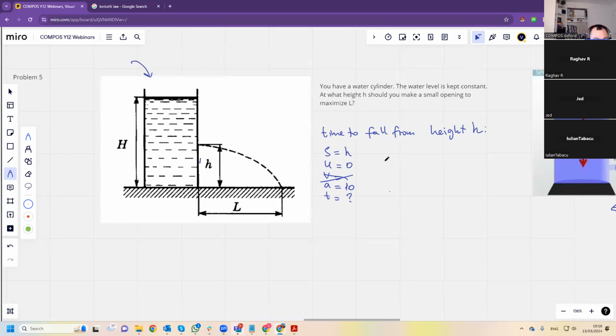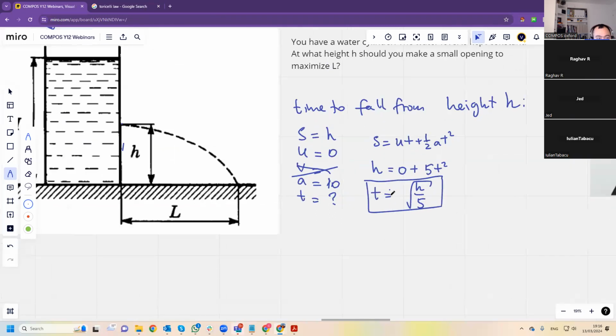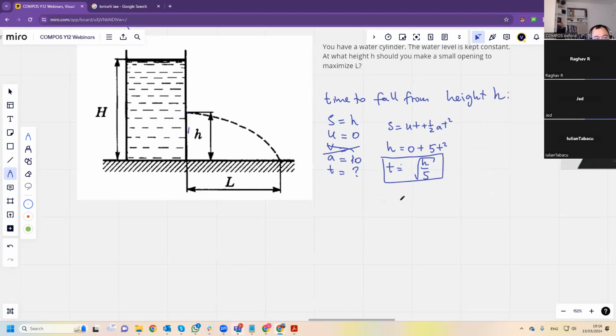So of course we use suvat. We use s equals ut plus 1/2 at squared. That means h is equal to 0 plus 5t squared. So t is equal to the square root of h over 5. Ooh, interesting. That's the time it takes to fall from a height h. Originally it's 2h over g, but yeah.